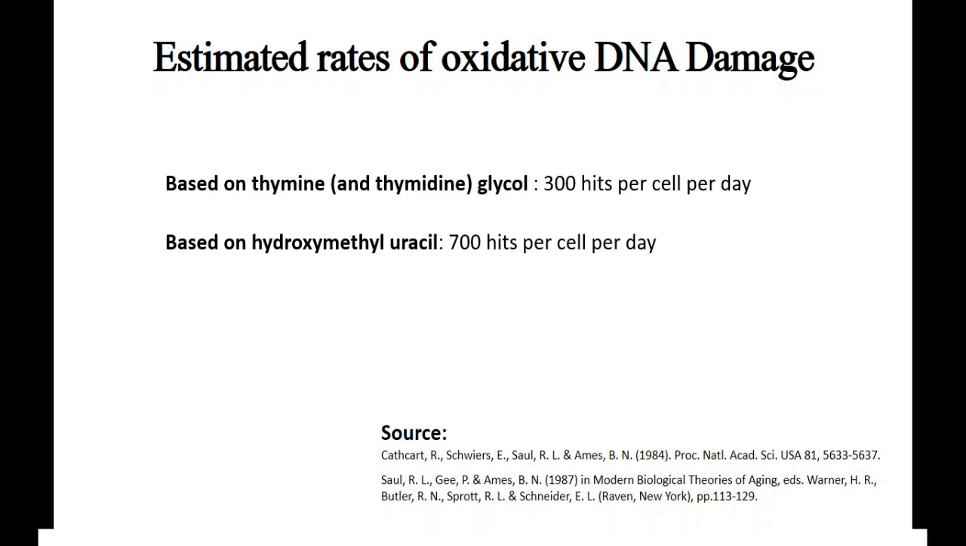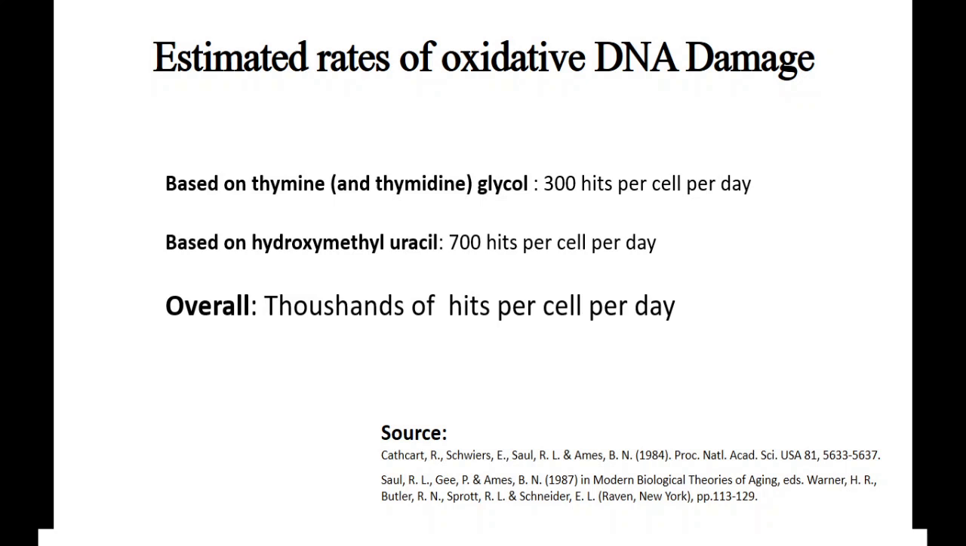Remember that thymidine glycol, thymine glycol, and hydroxymethyl uracil are not the only modified or altered bases that are formed. There is 8-oxo-G and many others. So if you take into account a sum total of all the modified bases in the urine, the rate of oxidative DNA damage will be in the order of several thousands of hits per cell per day. What does this all indicate? It indicates that under basal conditions, there are detectable levels of oxidative DNA damage happening in our cells.